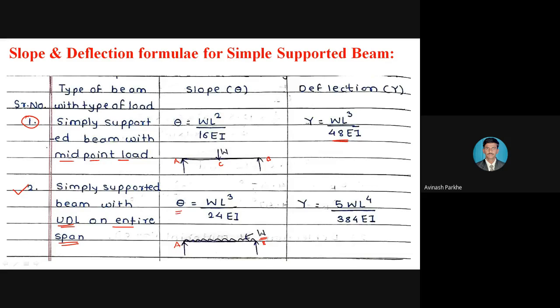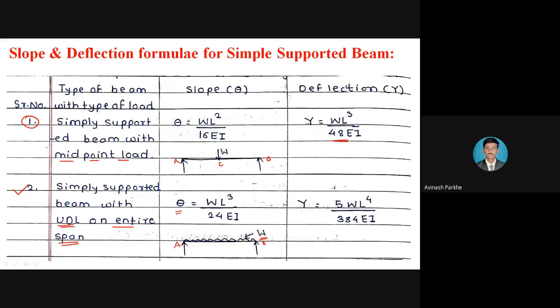What is the slope formula? Theta is equal to WL cube upon 24 EI. Note where the changes are. W will remain the same. Only L square is there, L cube is there at the bottom side. 24 EI is there, 16 EI is there, like that.